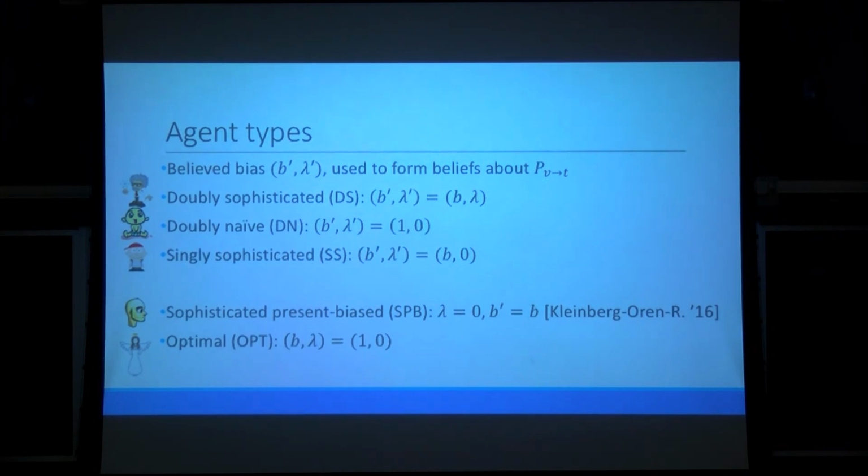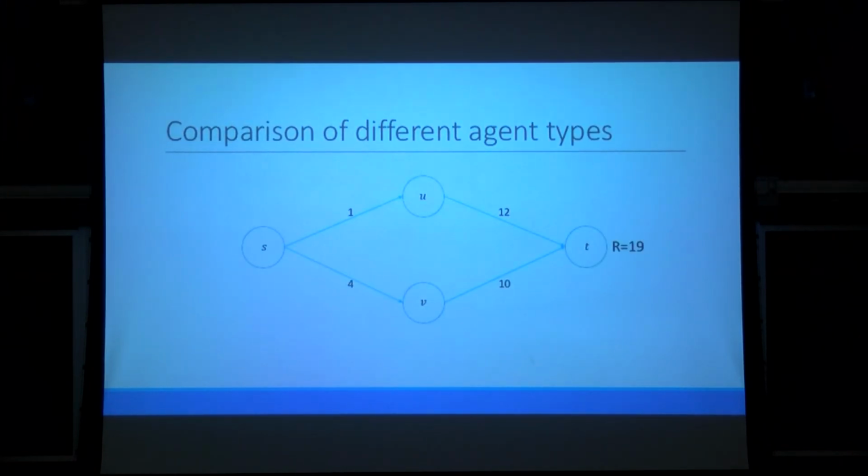Okay, so let's go back to our yoga example and ask, what do various types of agents actually do in this example?